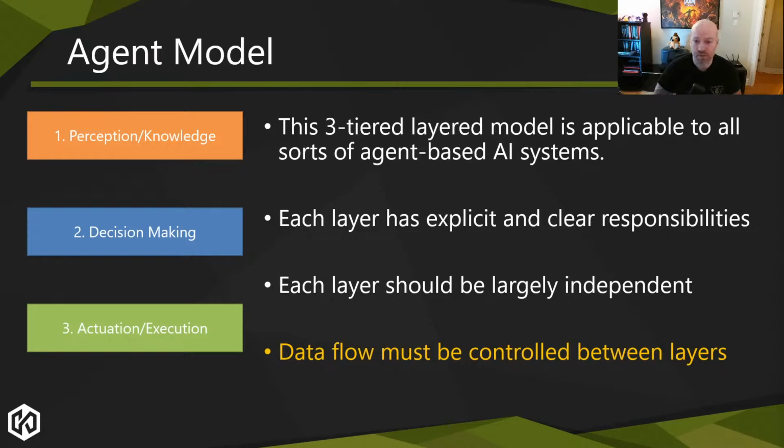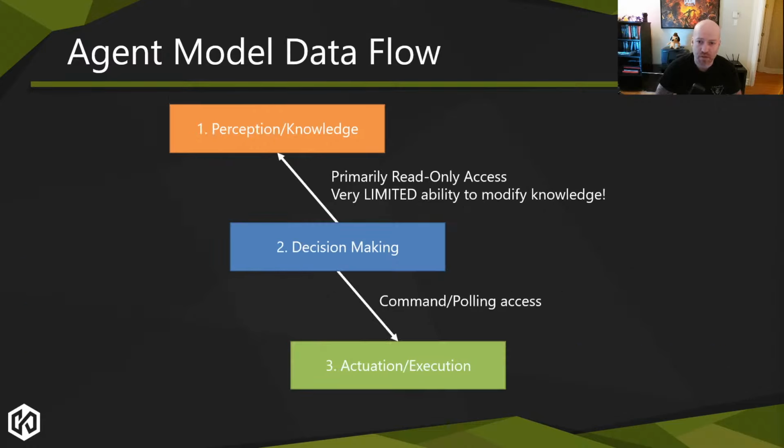Each layer should be independent. They should have very little access between them, and the data flow must be absolutely controlled between them. So functionally, the decision making needs to know about the knowledge, obviously, because it's the if-then in that rule-based thing. So it needs to know about knowledge to evaluate the conditions. In very specific cases, the decision making can modify knowledge, but that's not the general case. That's a very limited exception.